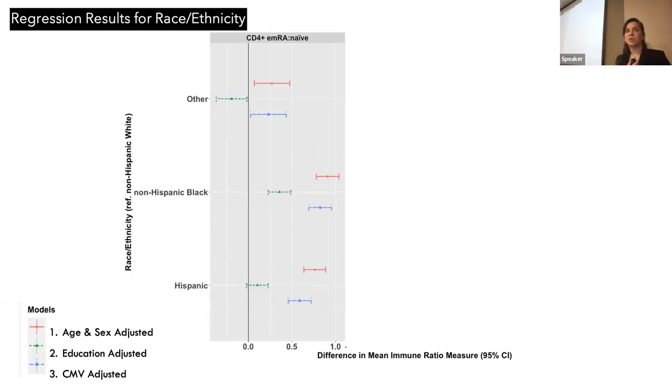Okay, so these are the regression results for race ethnicity. So this is compared to non-Hispanic whites. On the bottom is Hispanics. In the middle are those that identify as non-Hispanic Black. And on the top is those classified as other race ethnicity.